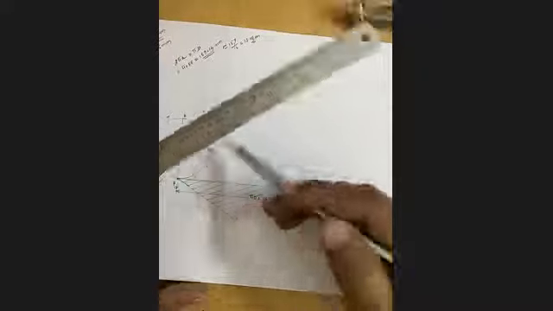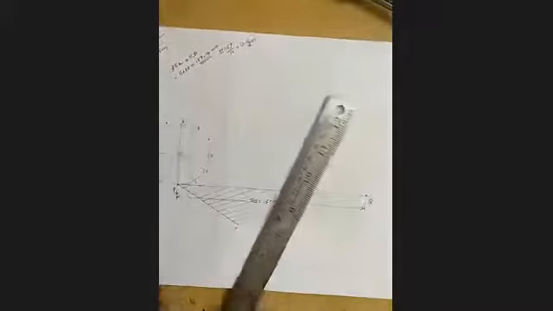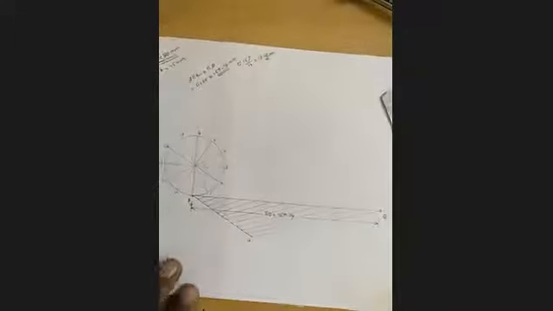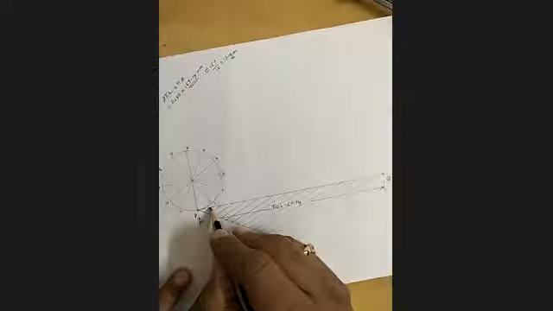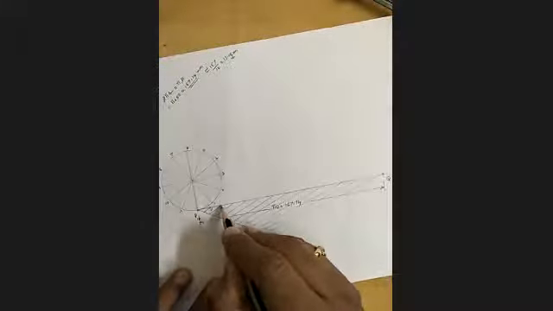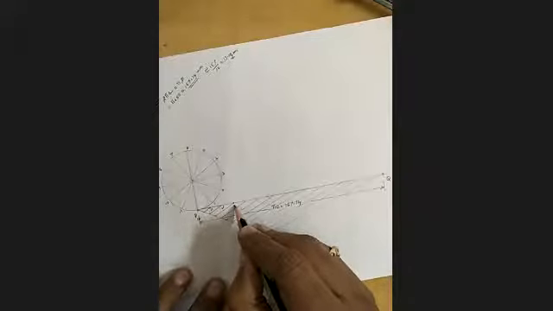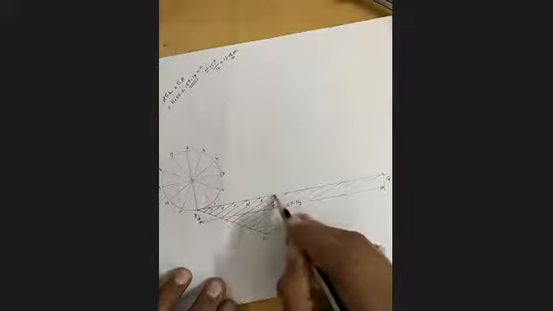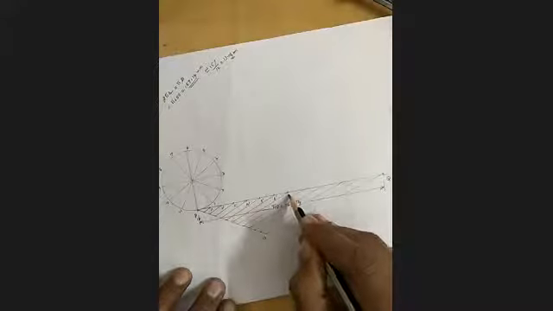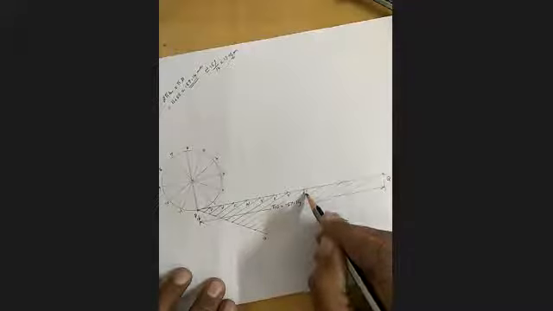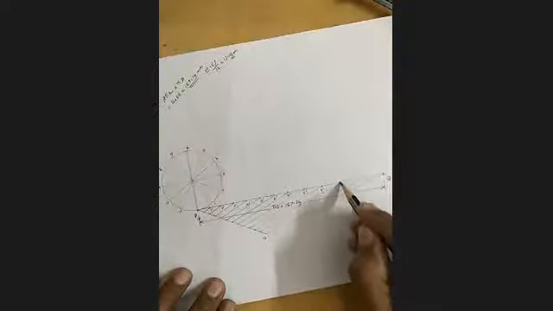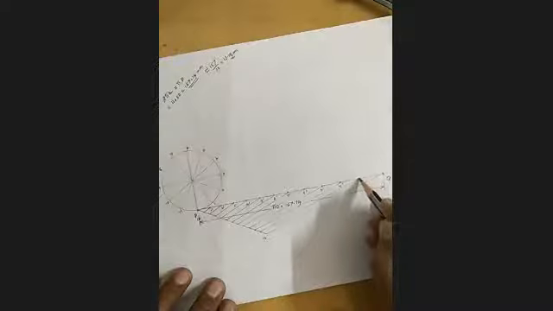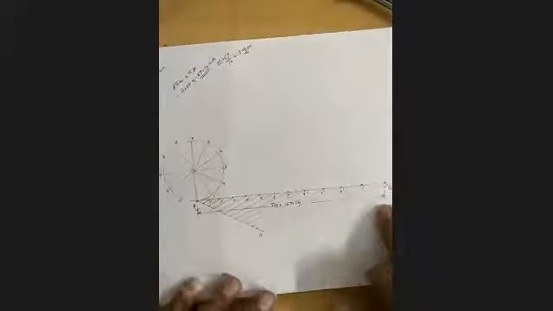See, I drew all the lines parallel to each other. Next, mark wherever they touch: 1 dash, 2 dash, 3 dash, 4 dash, 5 dash, 6 dash, 7 dash, 8 dash, 9 dash, 10 dash, 11 dash, and this is 12 dash. So these are the 12 divisions equally.